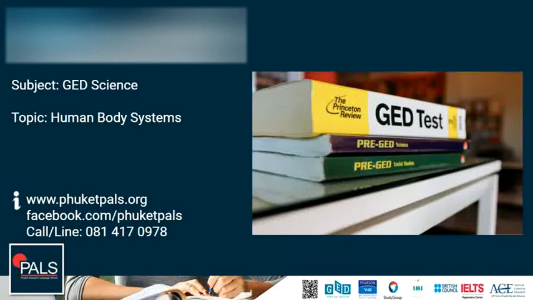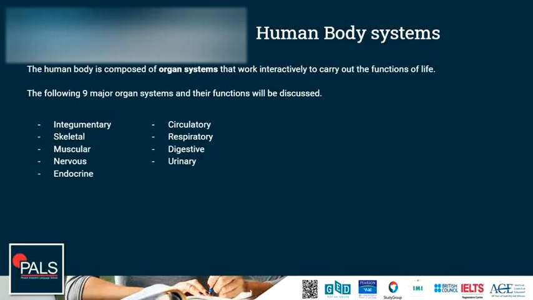Today's subject is GED Science and the topic is Human Body Systems. The human body is composed of organ systems that work interactively to carry out the different functions of life. In this presentation we will have a look at the following 9 major organ systems and their functions: the integumentary system, the skeletal system, the muscular system, the nervous system, the endocrine, circulatory, respiratory, digestive, and urinary system.